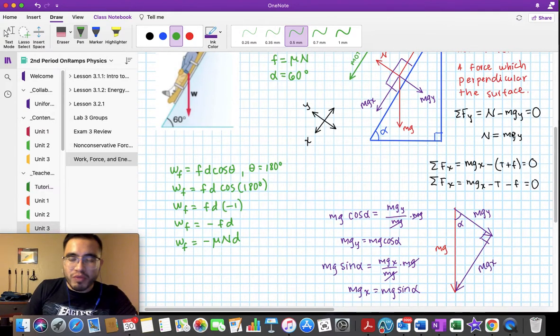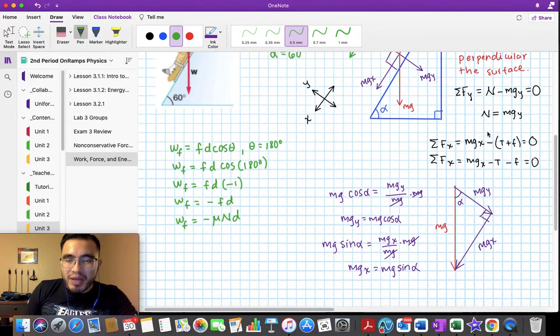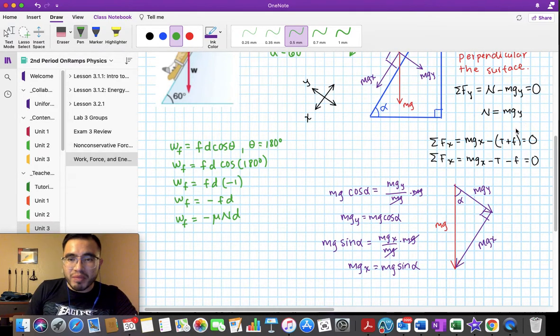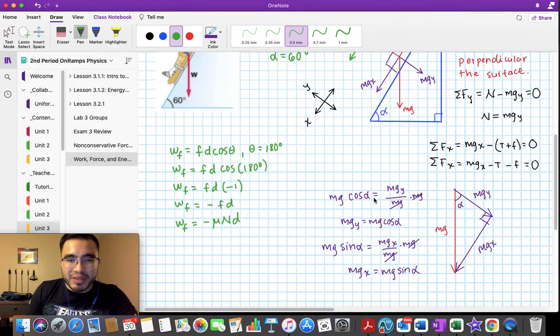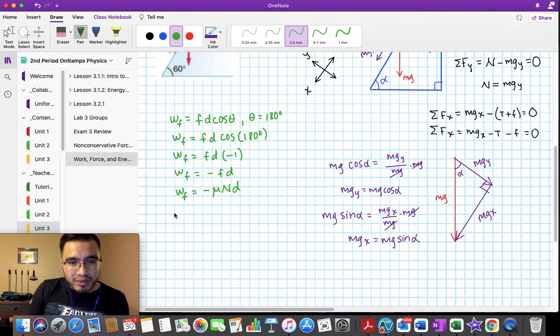However, we found that the normal force is mgy, and we saw that mgy was equal to mg cosine alpha. I do have the mass, I do have acceleration due to gravity, and I do have the angle alpha, which is 60 degrees. So now I can say work done by friction equals negative mu times mg cosine alpha times the distance. Okay?